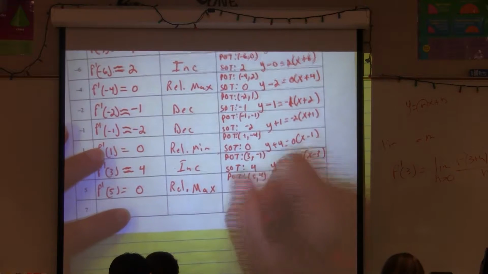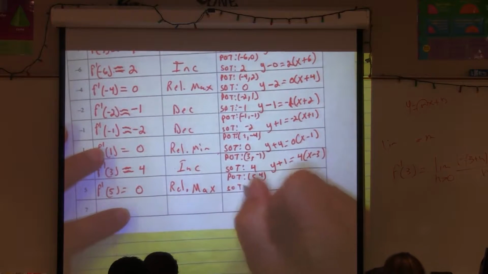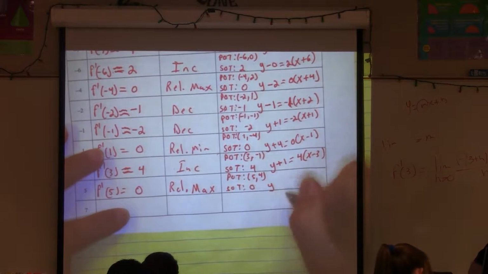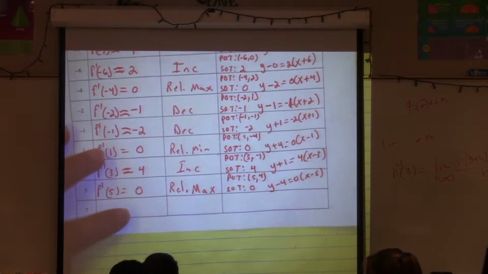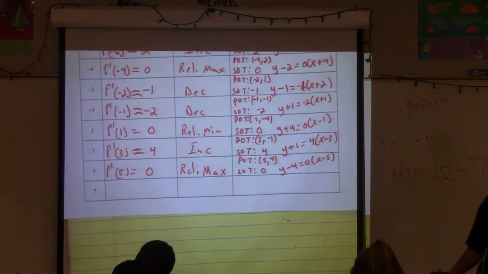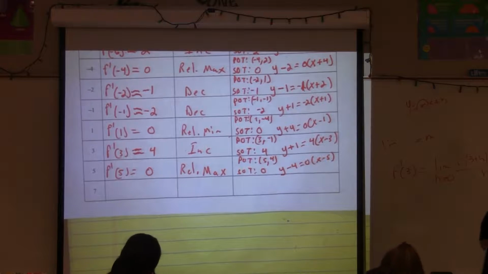By 4. And the slope we said was 0. So that gives me y minus 4 equals 0 times x minus 5. Okay? And the last one, at 7.